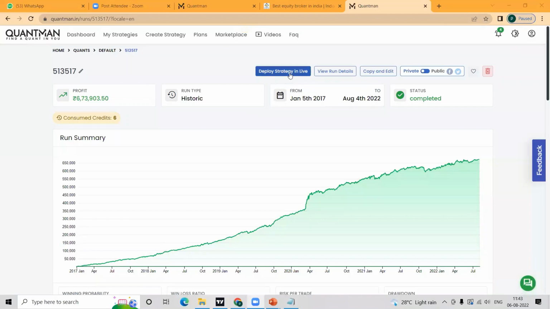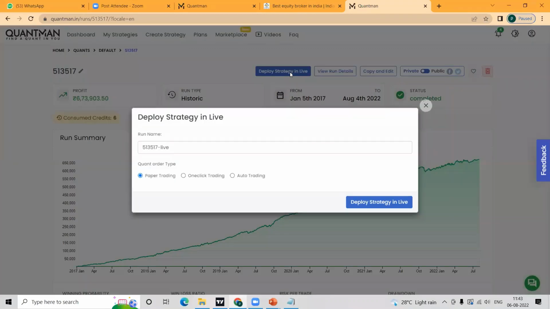Can you see the deploy strategy in live button? Please click it. You have 3 options: paper trading, one click trading, and auto trading. What is paper trading? Whatever you do, it is not going to be placed on the Goodwill side.